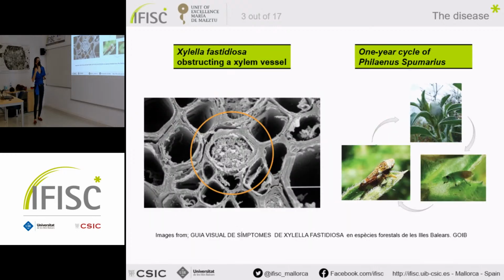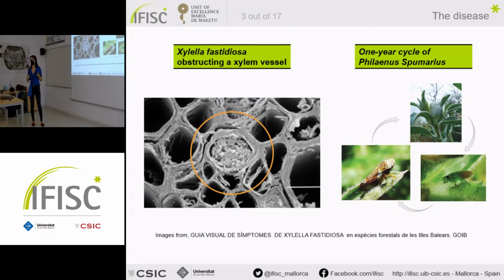So what happens in a plant infected with Xylella fastidiosa is that the bacterium forms a biofilm in its xylem, forming clots that may block the nutrition of the plant and eventually cause the death of this plant. So this bacterium in nature is transmitted from plant to plant via vectors that are insects, which are xylem feeders.